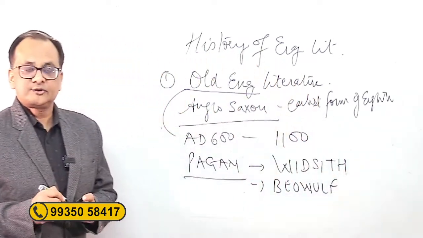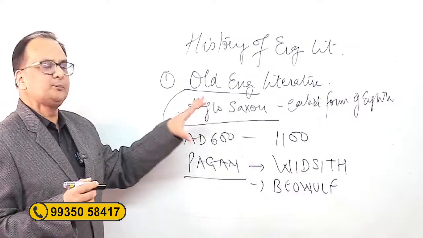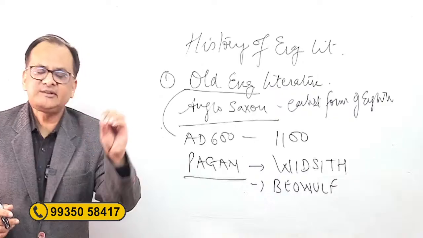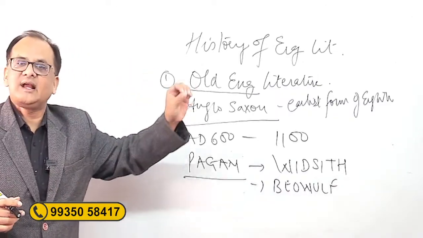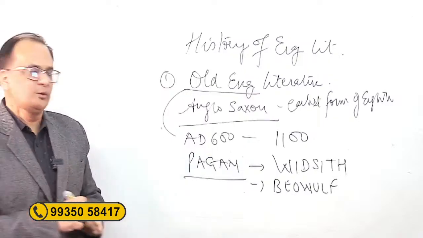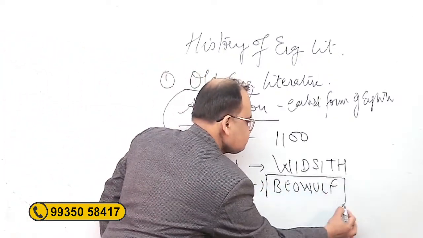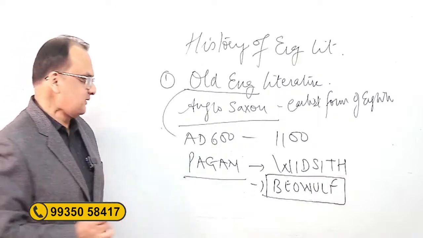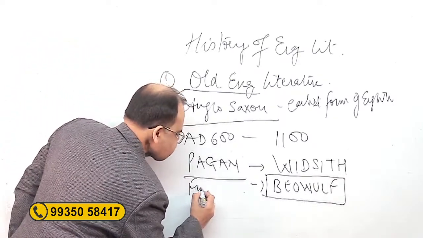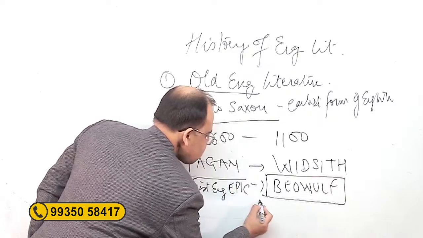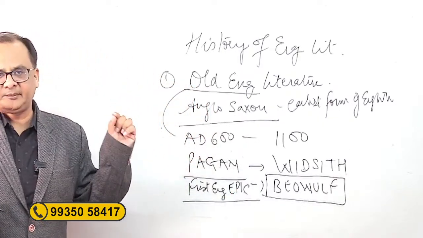Beowulf. If someone asks you to name any two of the many poems of the period which are pagan, immediately you can name Widsith and Beowulf. Now, the greatest English poem, Beowulf, is the first English epic. It is the first English epic.